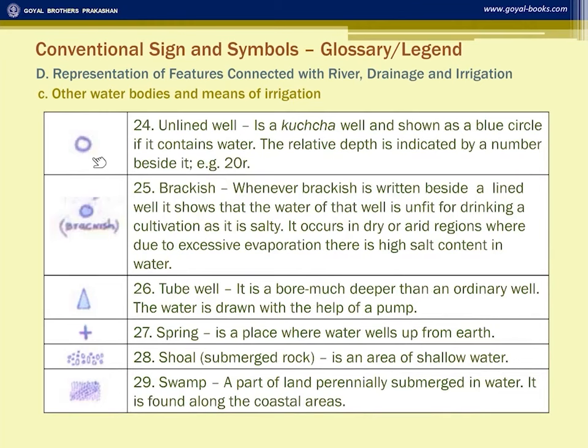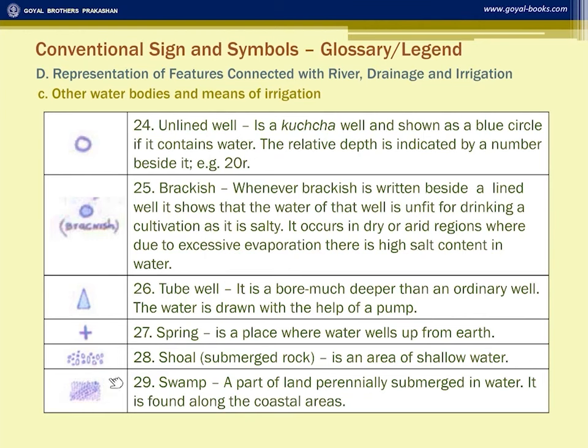And sometimes you see in the survey sheet, a well is given beside which brackish is given. Whenever the brackish is given beside the well, it means the well water is salty. It is not fit for drinking nor for irrigation. It is not used for cultivation. Then you have the tube well, for this symbol is this, and you have the spring, hot spring, cold spring, the same symbol is used.